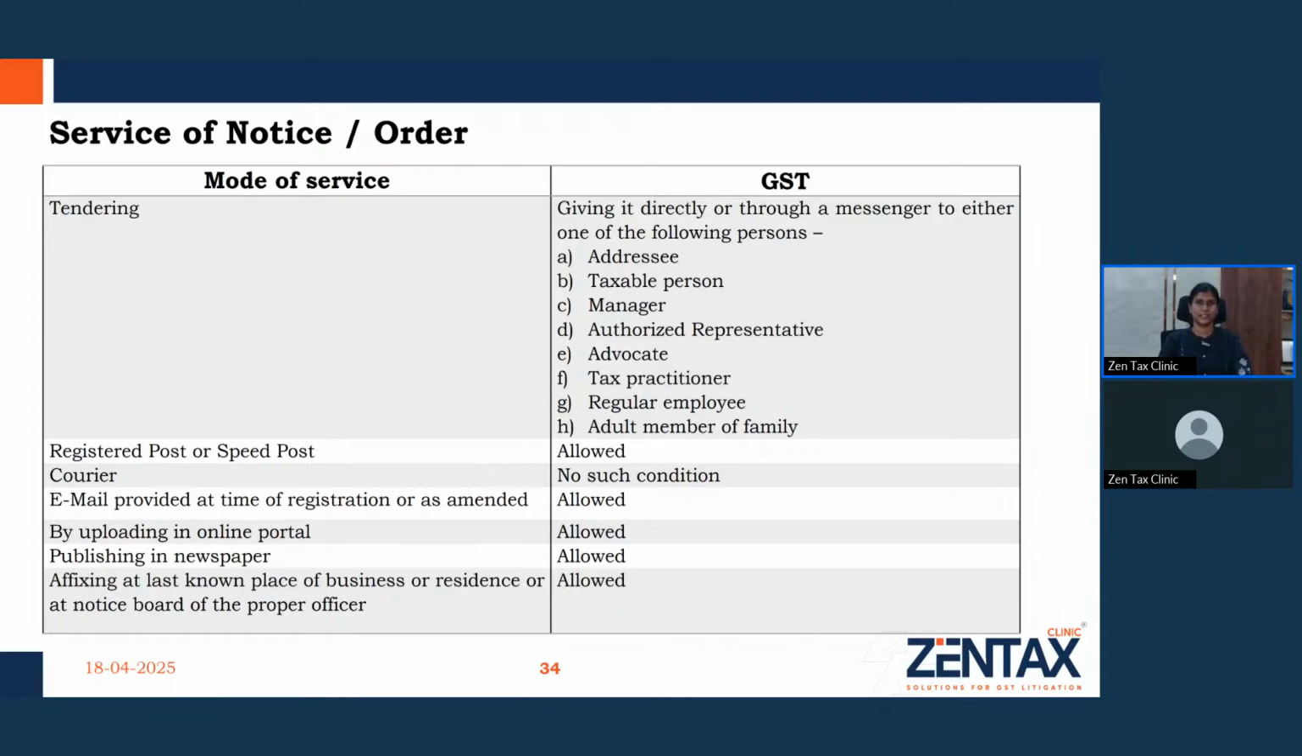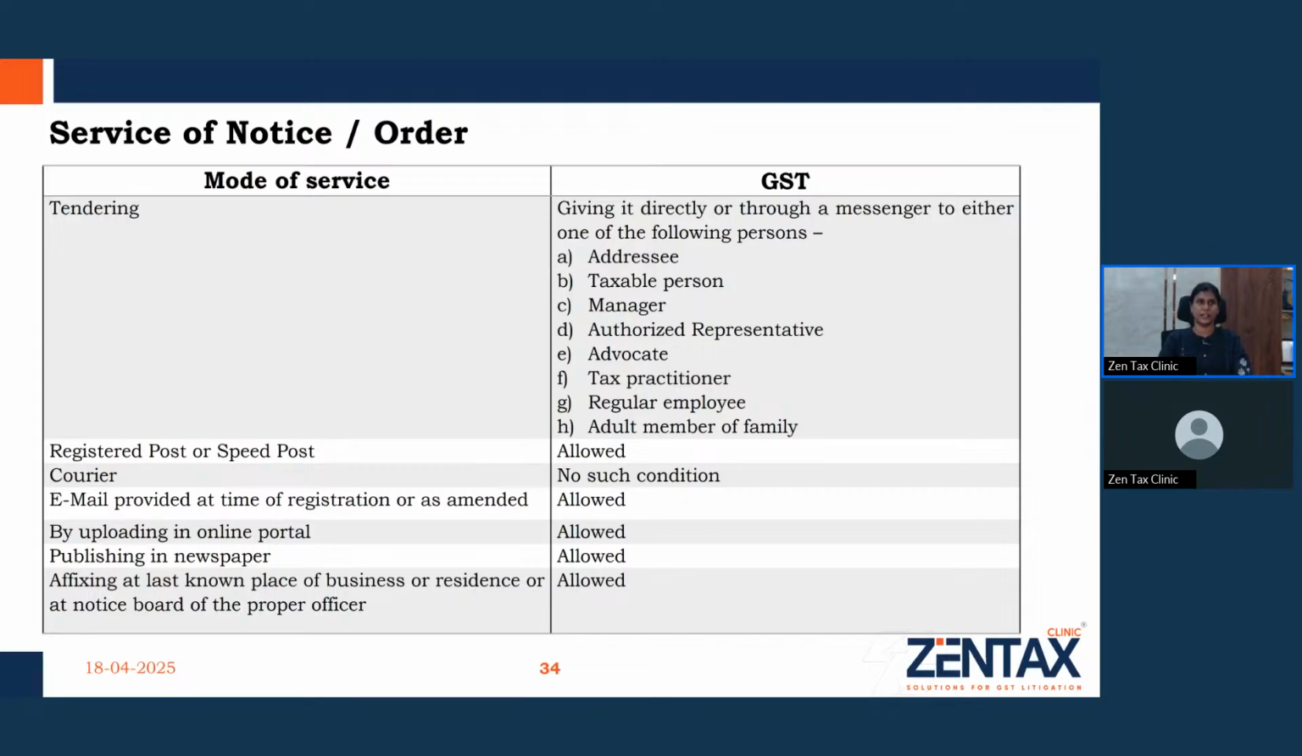That is, such notices can be given to the addressee, taxable person, manager, authorized representative, advocate, tax practitioner, regular employee, or adult member of the family. If the notice or order is sent through registered post or speed post, it is allowed under GST. If it is sent through courier, there is no such condition on whether it is allowed or not.